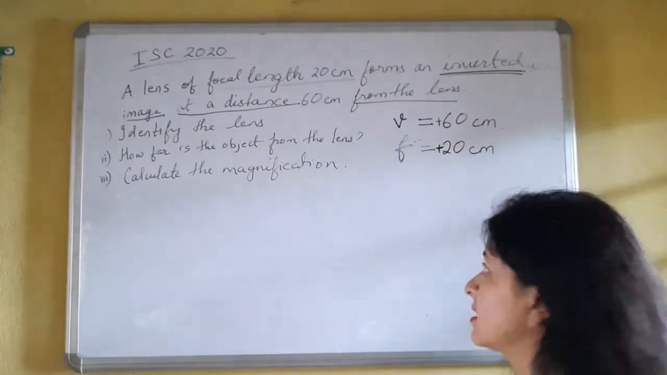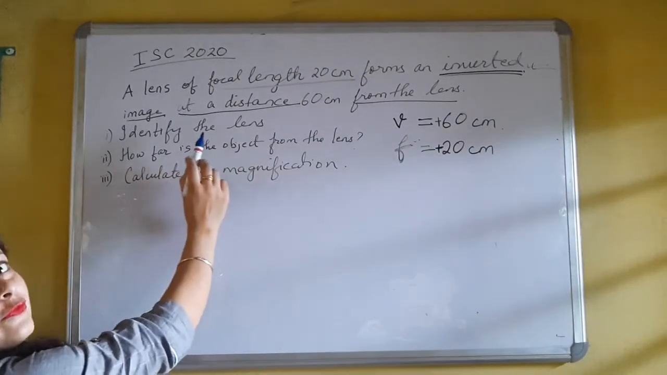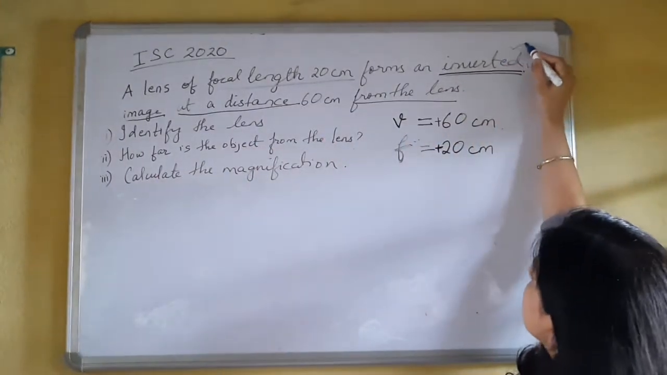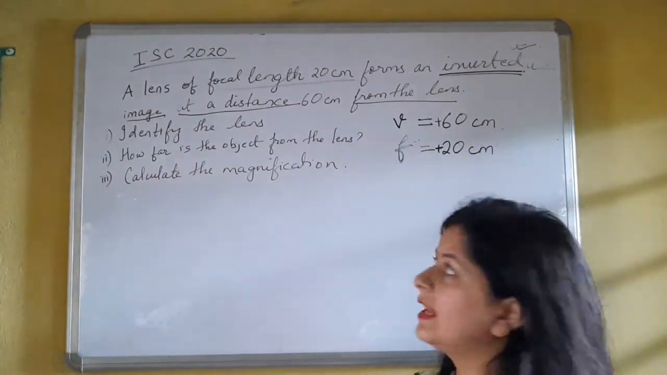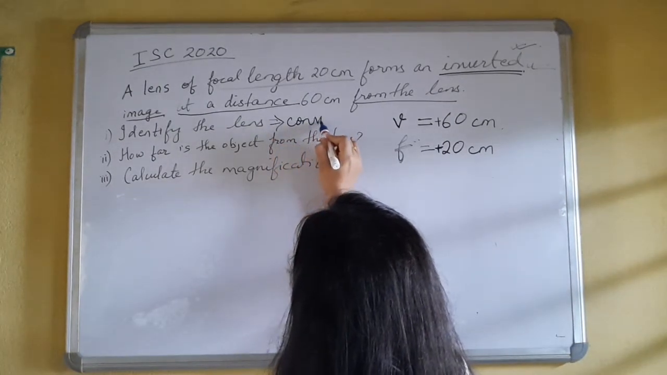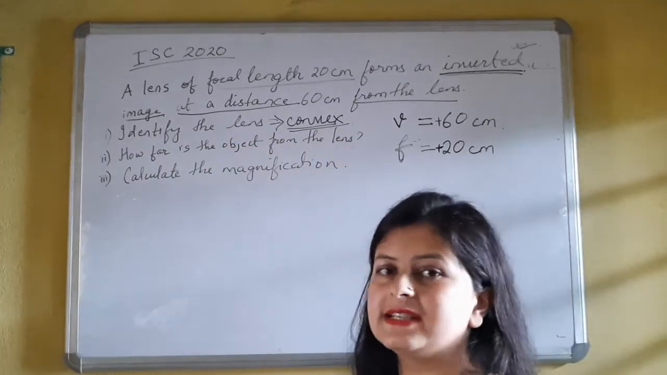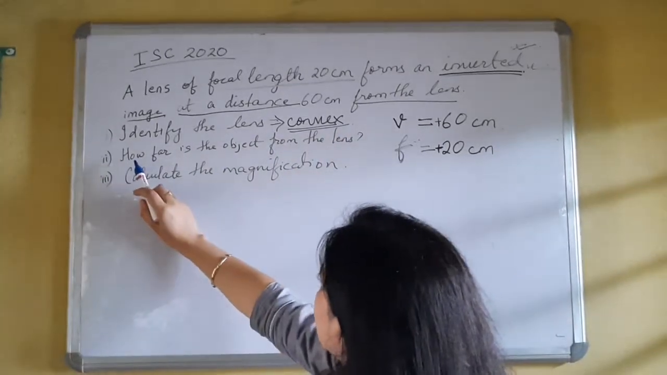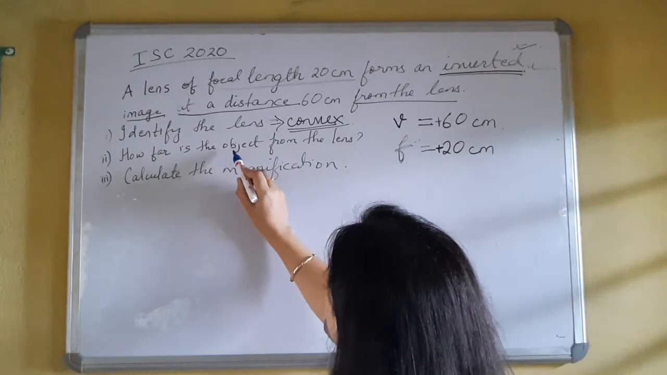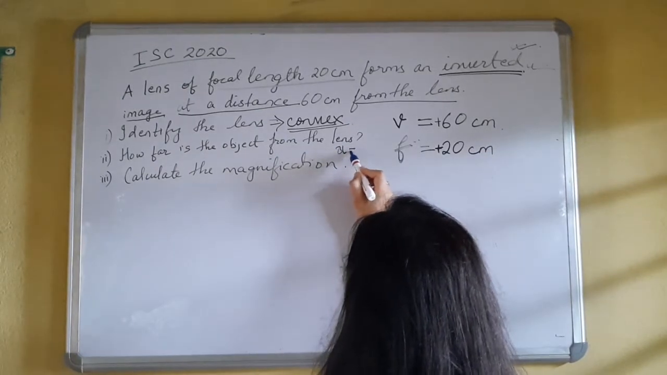Okay, it is plus. Now number 1, identify the lens. Very easy. By looking at the nature of the image, we could easily identify the lens. Which lens is it? It is a convex lens. So here is your answer to part 1, that is convex lens. Second one, how far is the object from the lens? So here the object distance has been asked. That means you need to find out u.